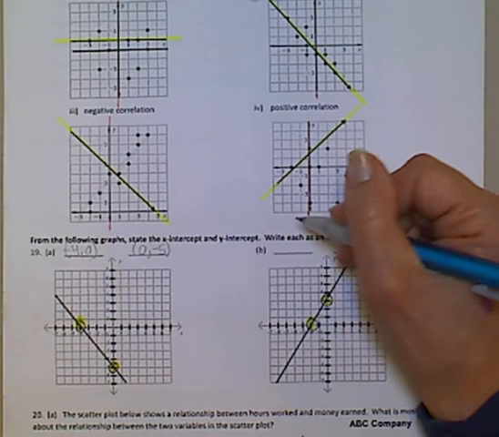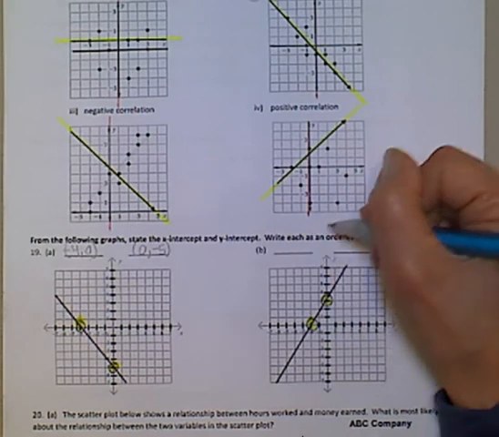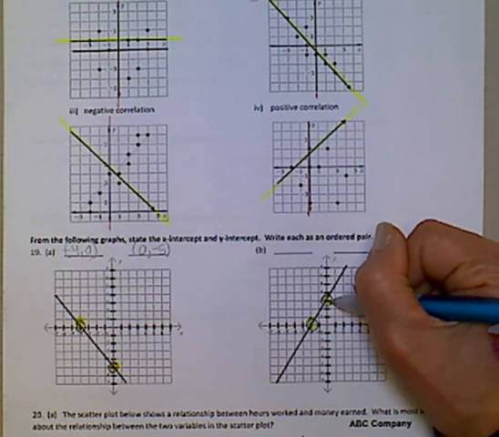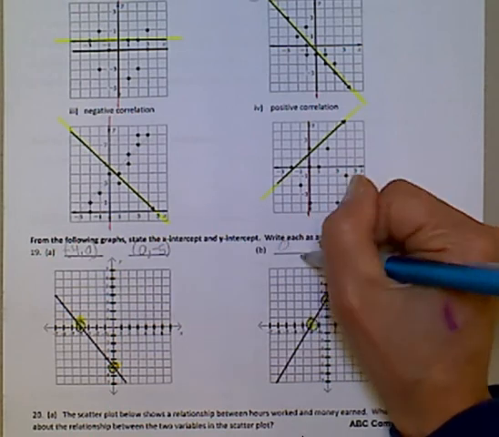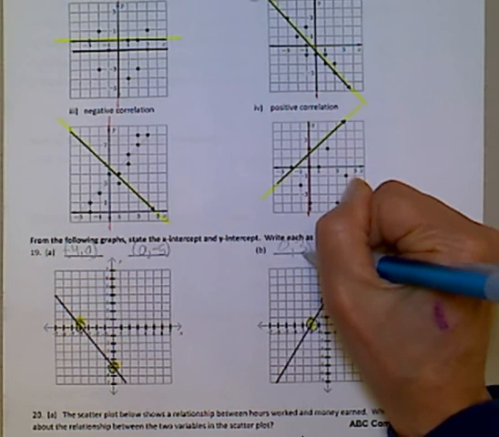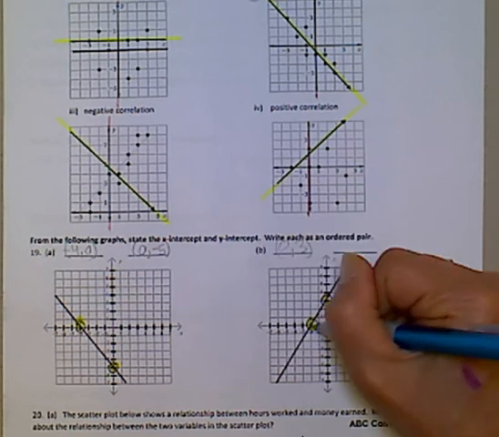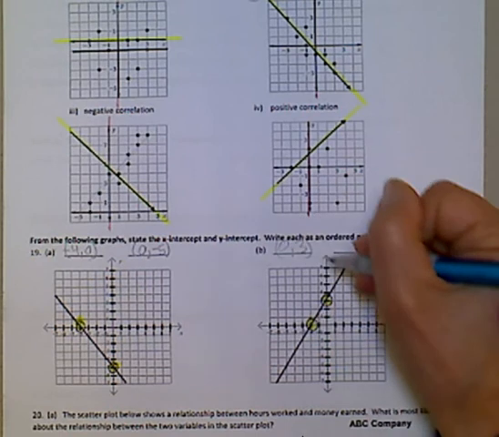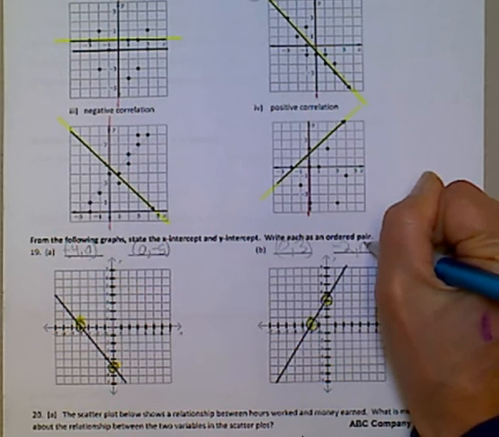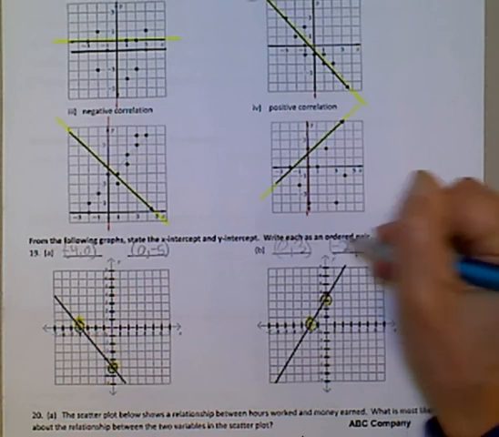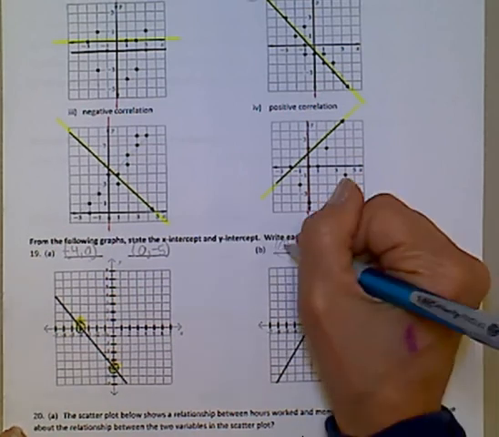Okay, 19B, we have a y-intercept of 0, 3, and an x-intercept of -2, 0. Okay, so I will label those for you.